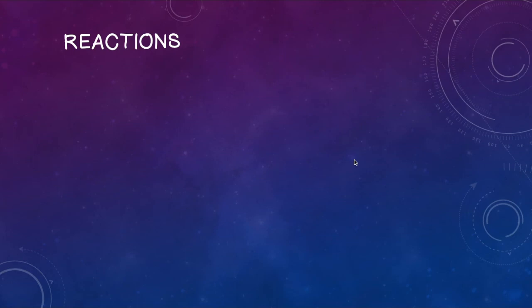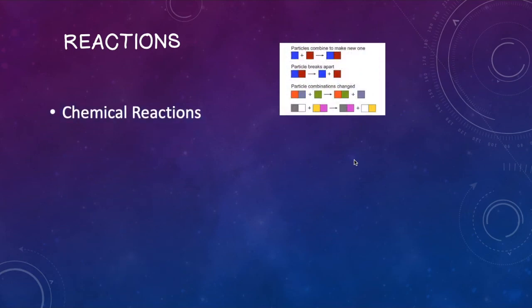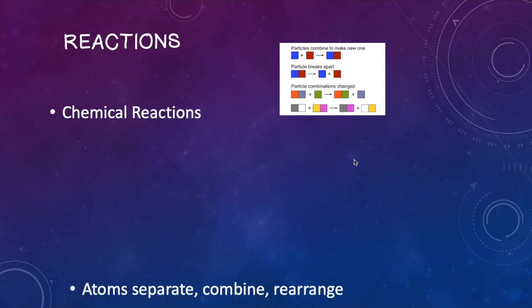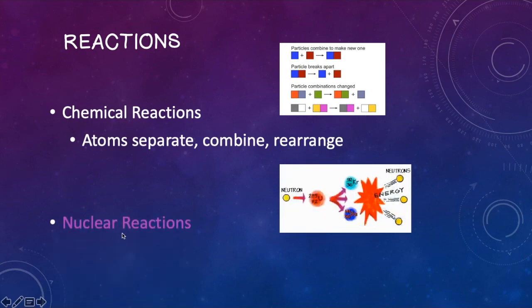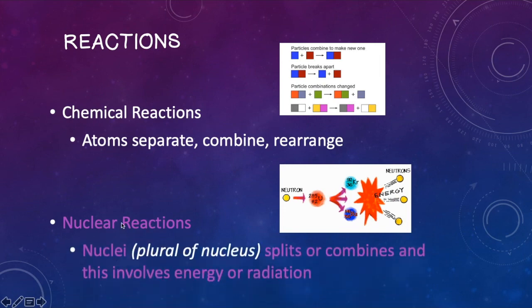Solar science. The first thing I want to talk about is reactions in general. In the science world, there are something called chemical reactions, and that's anytime you have particles that either separate to make something new, combine to make something new, or just rearrange themselves and change their bonds in order to make something new. But what we are focusing on today are nuclear reactions. And in a nuclear reaction, it's the nuclei, which is the plural of nucleus. So you have one or two or more nuclei that split or combine, and this involves energy or radiation.